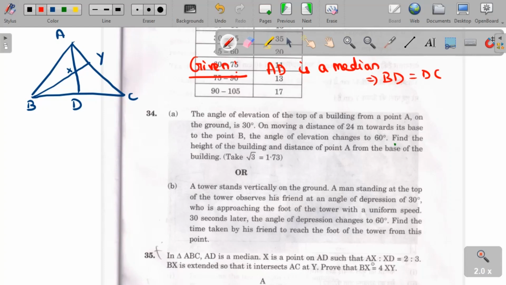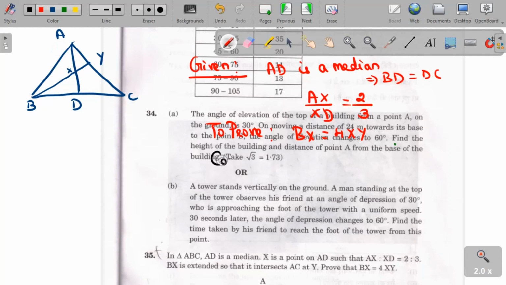And the ratio that they have given here, I'm going to write it in terms of fractions. So AX divided by XD is equal to 2 by 3. So now what is to be proved? To prove is BX is equal to 4XY. Now I have a construction here, so let's make the construction.